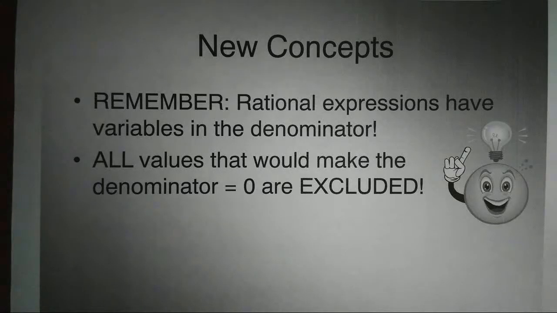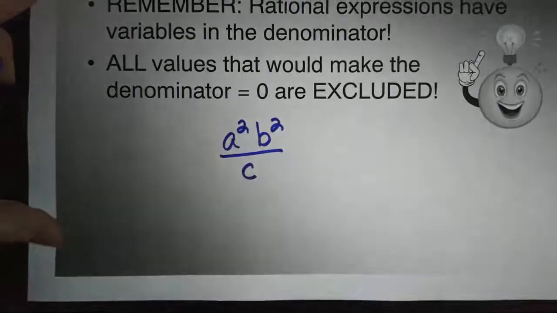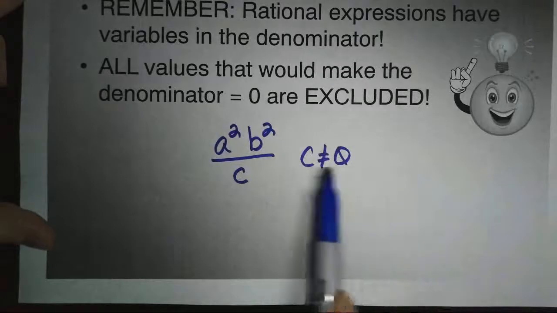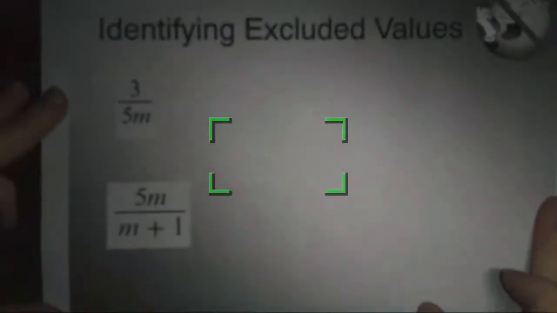Remember that that also means that all values that would make the denominator equal 0 are excluded values. So the first examples we're going to talk about are how to identify those excluded values. This is not a new concept. We've identified excluded values before. Remember when we had problems like this, and we've said that C cannot equal 0, because if C equals 0, then we're dividing by 0, and that's not possible. So we're going to do the same thing with these examples.